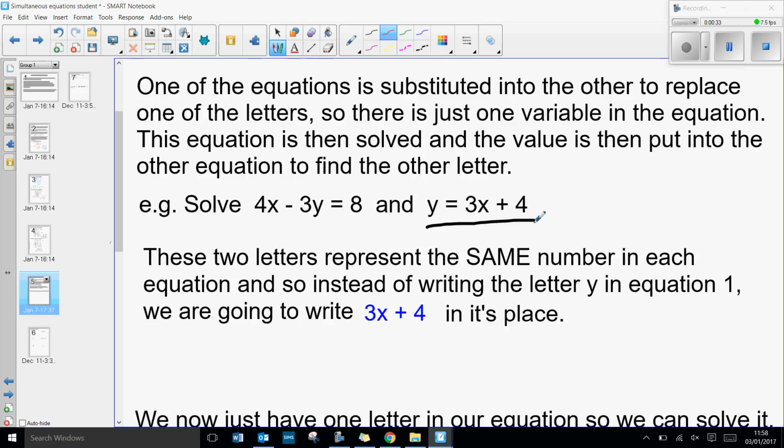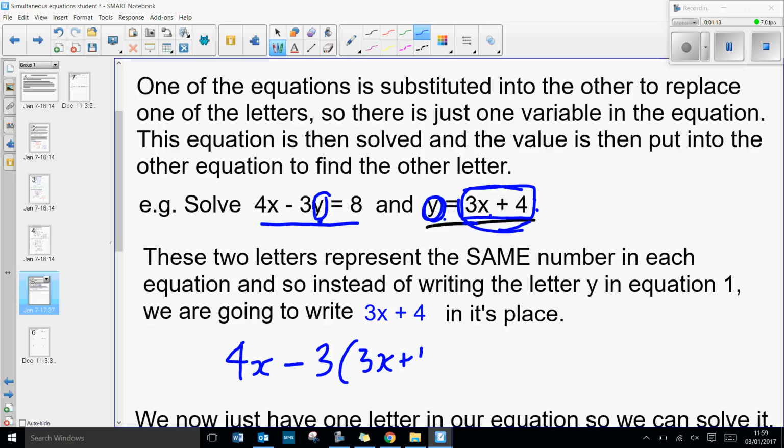Now, because the x and the y in this equation and the x and the y in this equation represent the same number, what that means is that this y here is equivalent to this y here. So instead of writing this letter y in this first equation, what we can do is write this expression. So 4x minus 3. Now instead of writing the letter y, we're going to write 3x plus 4. And that's equal to 8.